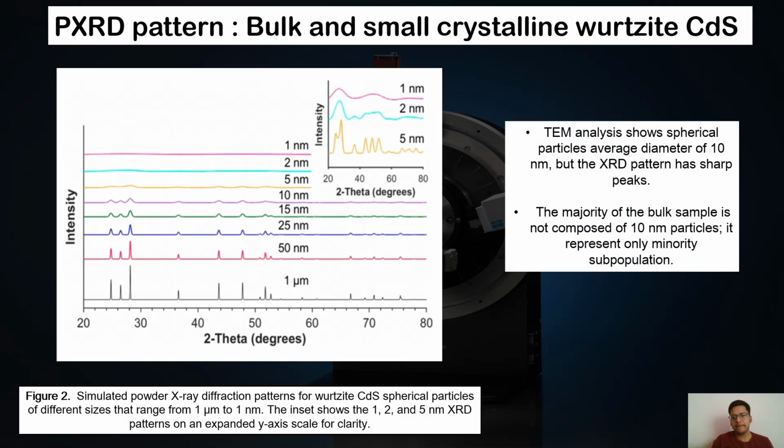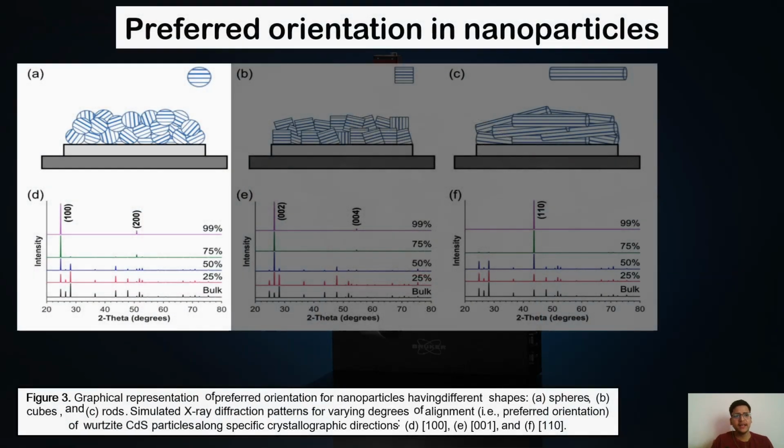If we apply TEM analysis and it shows that the average diameter is 10 nanometer, but the XRD pattern has sharp peaks, that means the majority of the bulk sample is not composed of 10 nanometer particles. It only represents a minority subpopulation. Okay, good. Moving ahead, preferred orientation.